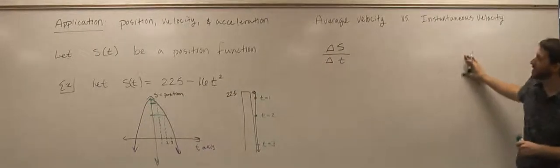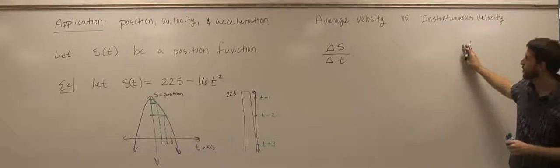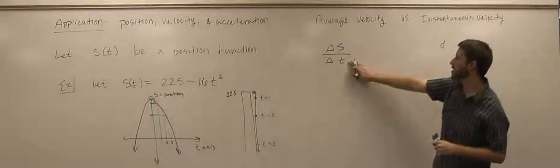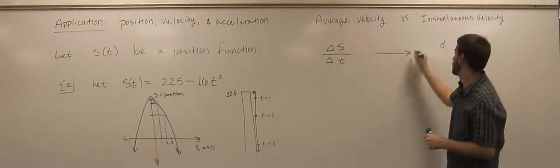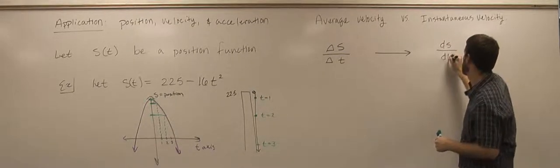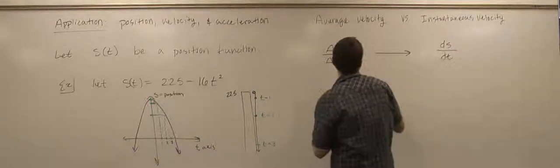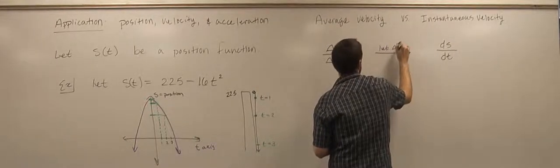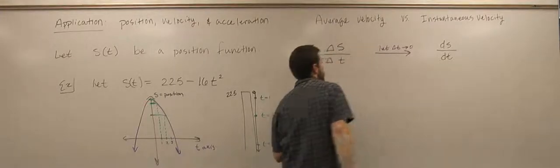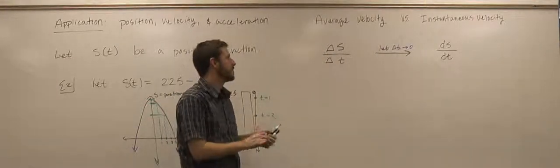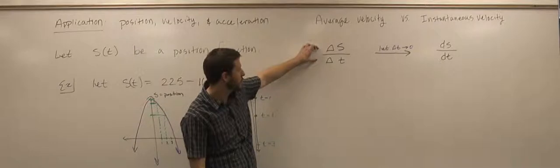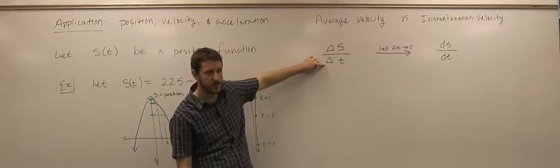Instantaneous velocity is calculated by the derivative. It's taking this change in t and letting it go to 0. That's what a derivative is. It's slope, but you let the bottom go to 0. You let delta x go to 0.